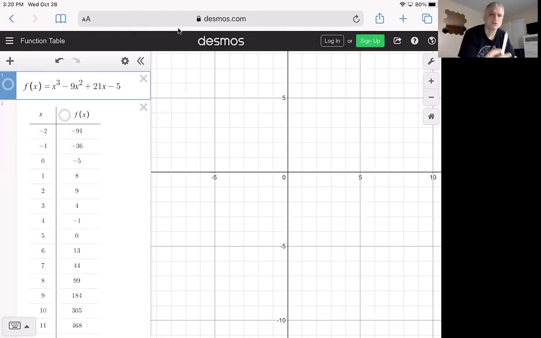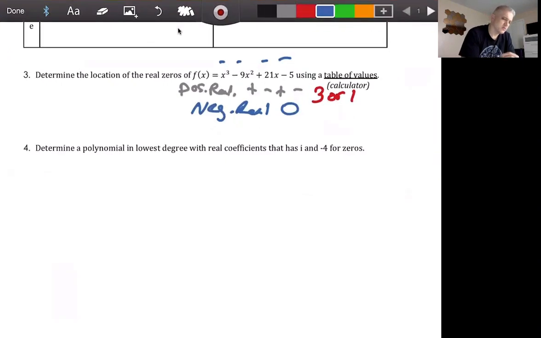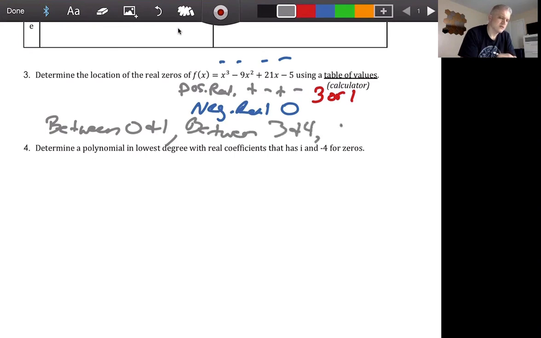So I know that there are zeros between 0 and 1 for one of them, between 3 and 4 for the second one, and I know that 5 is the third one. So let's look at that. Where are they? There's one between 0 and 1. There's one between 3 and 4. And then there's one at 5. Now, we just accounted for all 3 possible positive real zeros. So we don't have to expand our table and look to see if there are any more sign changes or zeros. So those are locations.